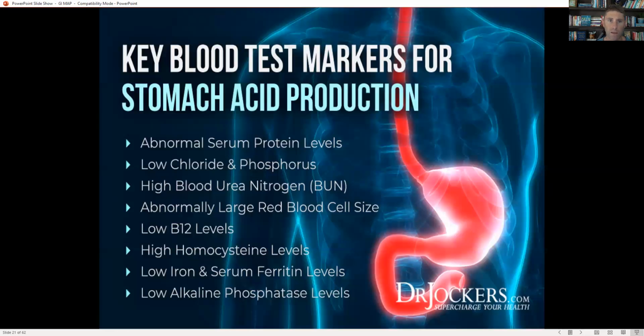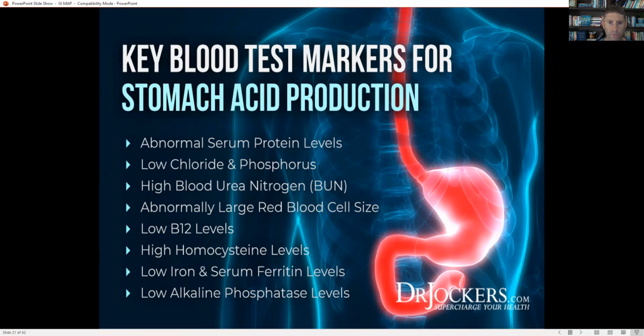Okay. And then, looking at those other markers as well. Now, other blood markers, so you can compare this with blood markers as well. And if you see abnormal serum protein levels on your comprehensive metabolic panel and your complete blood count, that can be an issue.